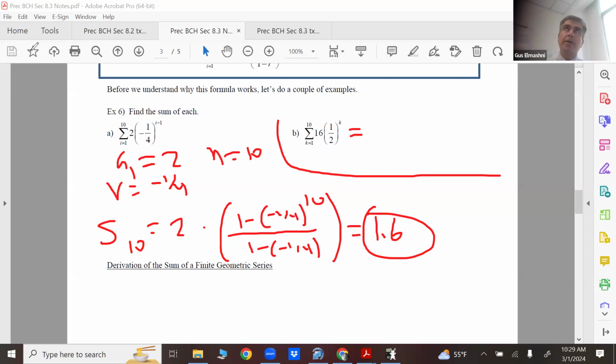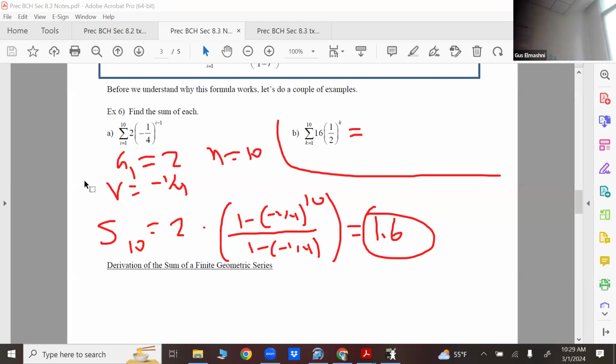Yeah, let's flip it. You get about 1.6. By the way, what if I change that to infinity? Why not?